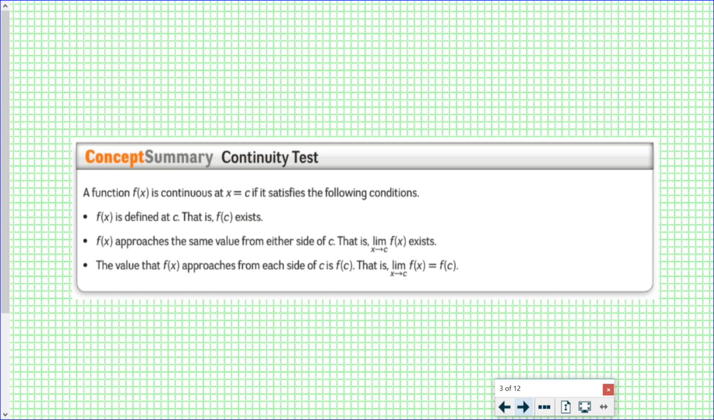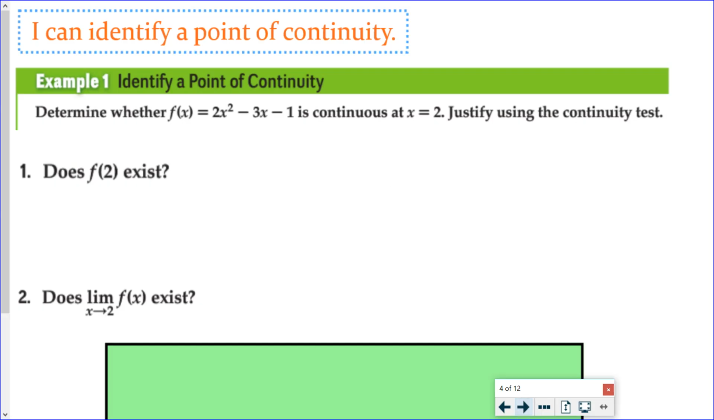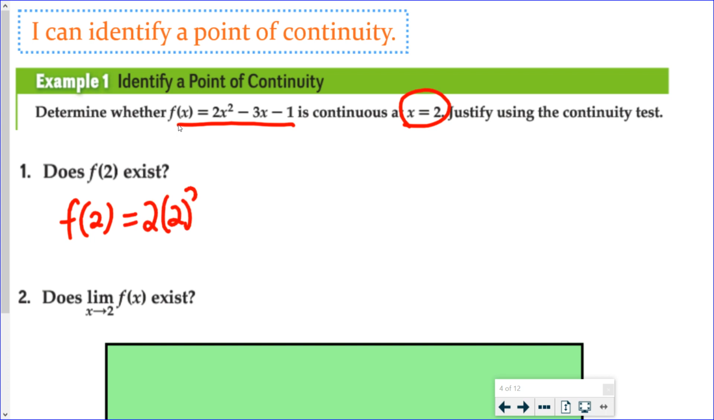So let's look at what that means in action, because I'm sure your head is just swimming at this point. So here's the function that they're giving me, and they're asking me to determine, is it continuous at x equals 2? So the first thing that I need to test is, does f of 2 exist? That means if I put the number 2 into my function, everywhere I see x, I need to get a number spit out, not a nope, that doesn't exist.